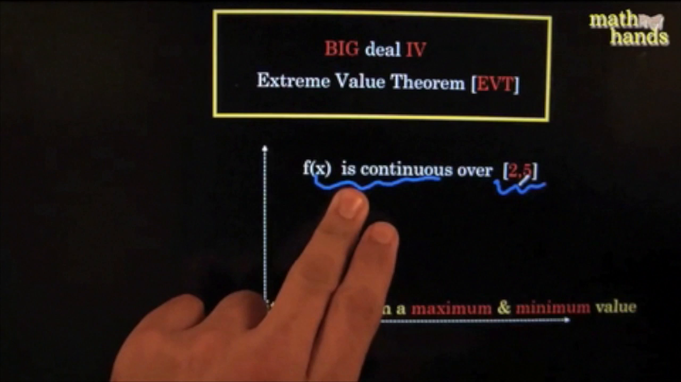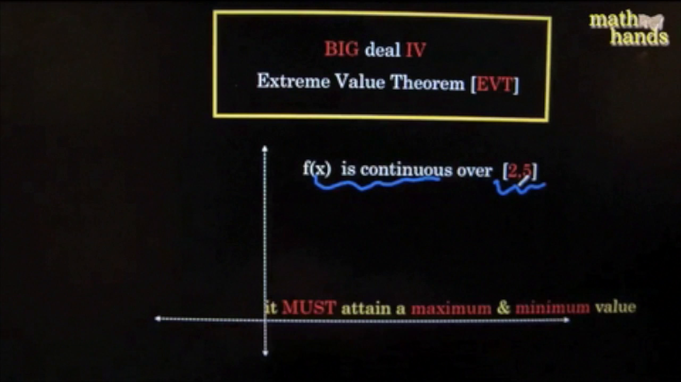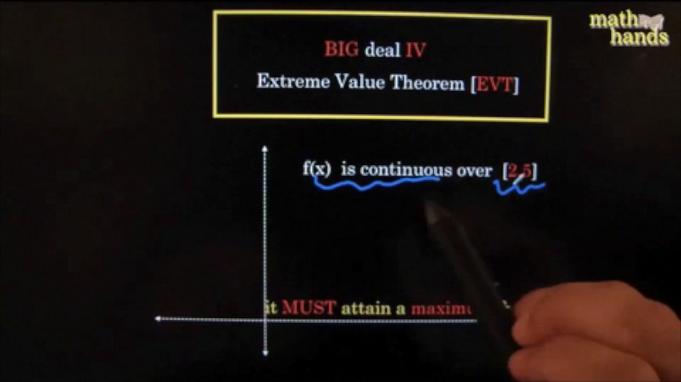So he articulated with precision exactly when you have a max and a min. He said, all I need is 2 ingredients. Give me continuity and a closed interval, game over. I will prove to you that you cannot draw a function crazy enough to beat me at this game. It'll always have to attain a max and a min.